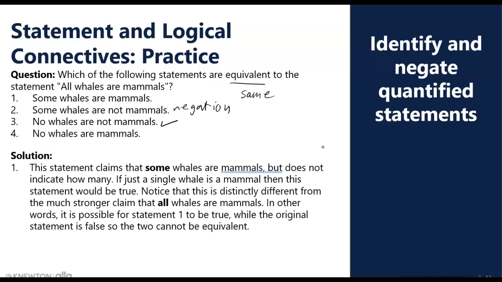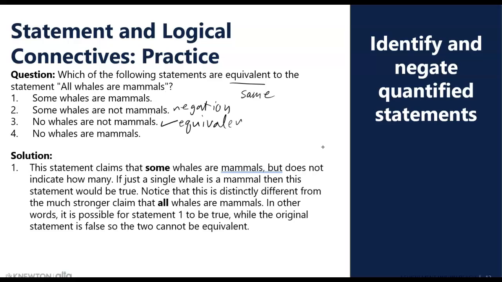So if "all whales are mammals" is true, "some whales are not mammals" would have to be false. If "some whales are not mammals" is true, then "all whales are mammals" would have to be false. So this one would be the equivalent: "no whales are not mammals."